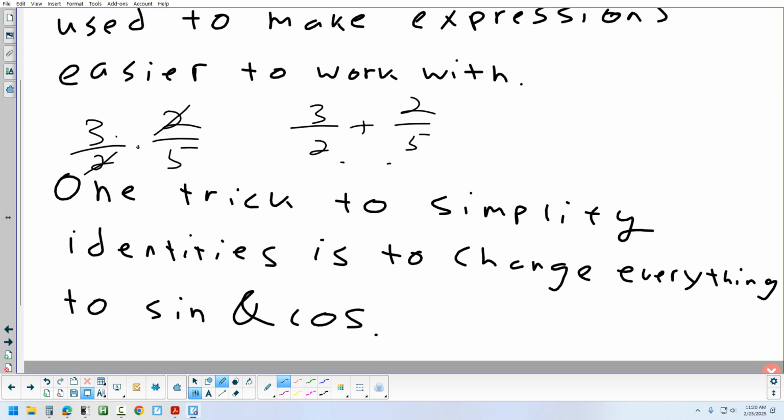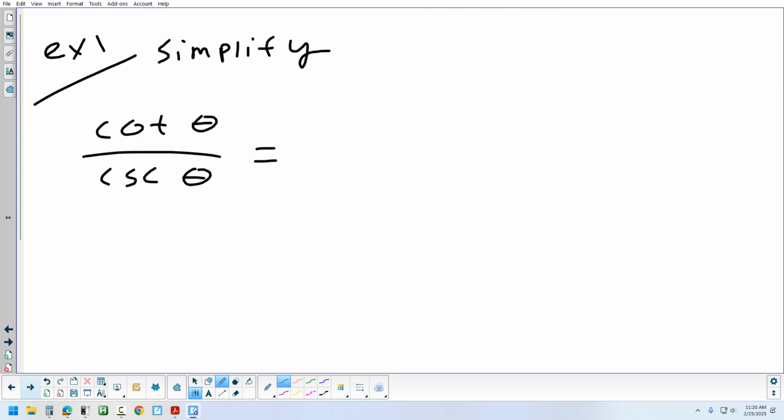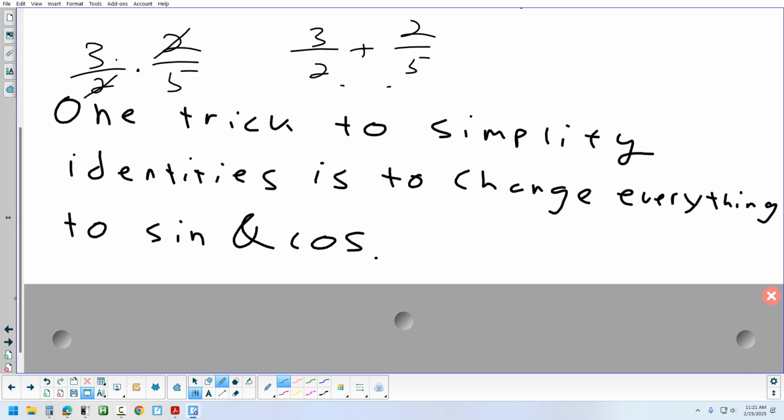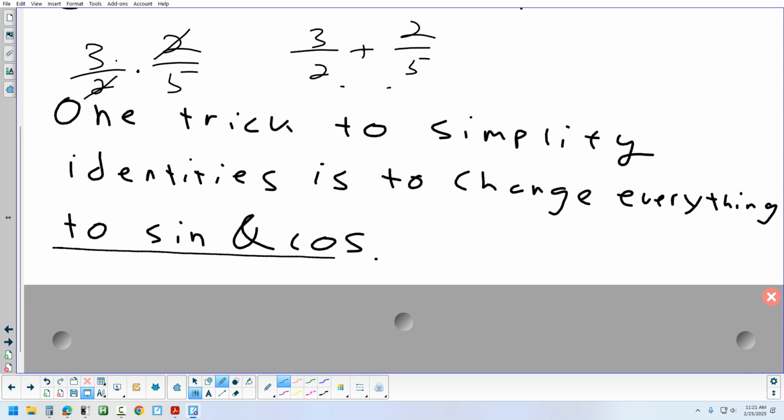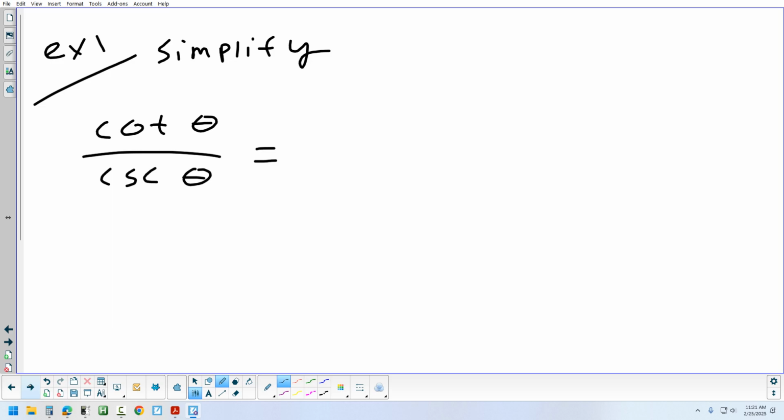Okay, so let's try this version. Cotangent divided by cosecant. Let's start with cotangent. Can somebody tell me a different way that I can write cotangent in terms of sine and cosine? I know I can write it as 1 over tangent, but I don't want that. Yep. Cosine x over sine x. Yeah. And what's our argument in this problem?